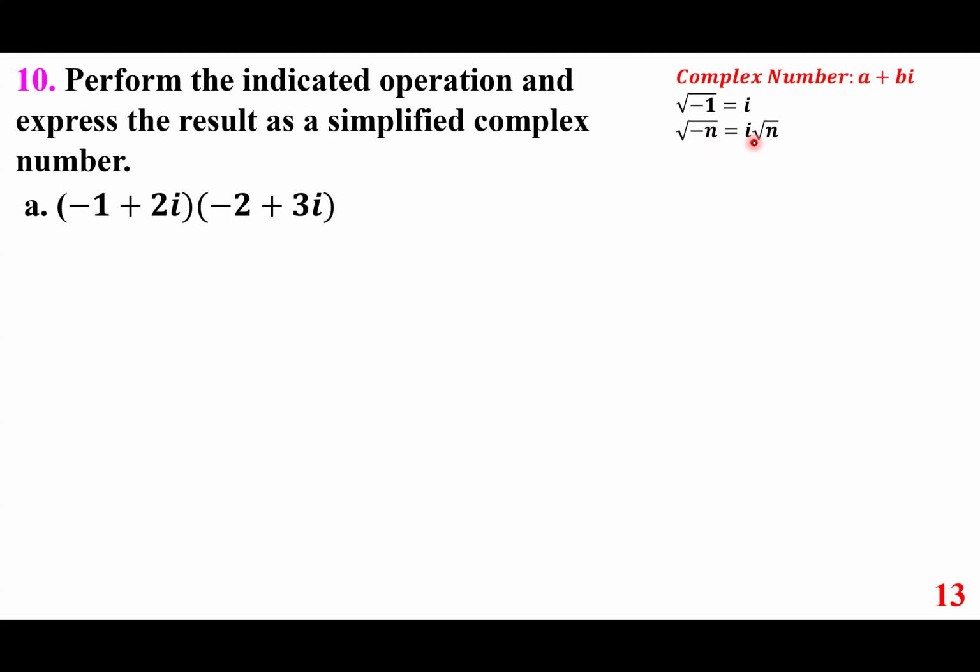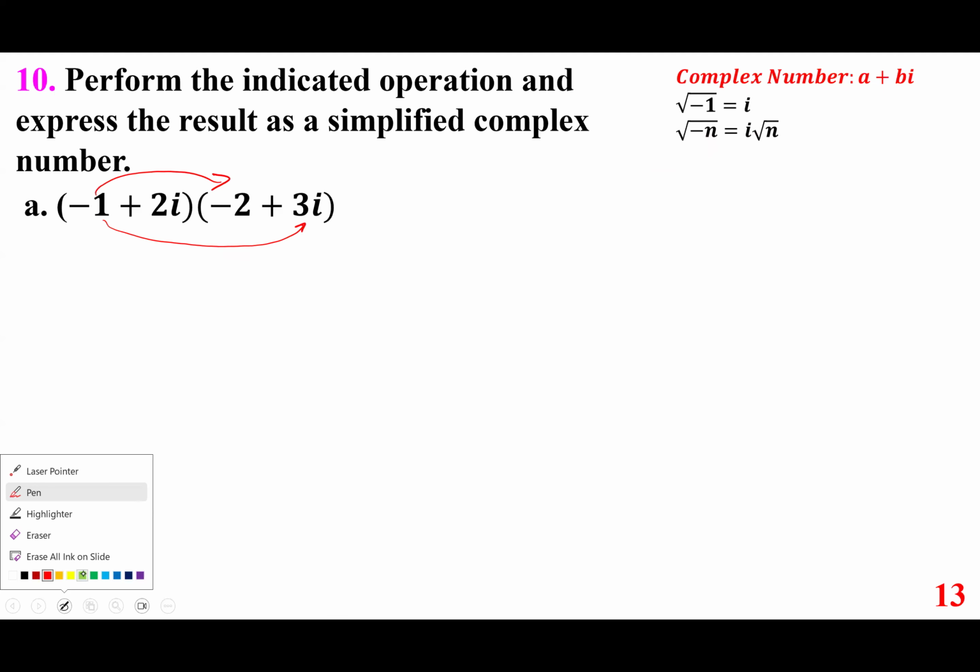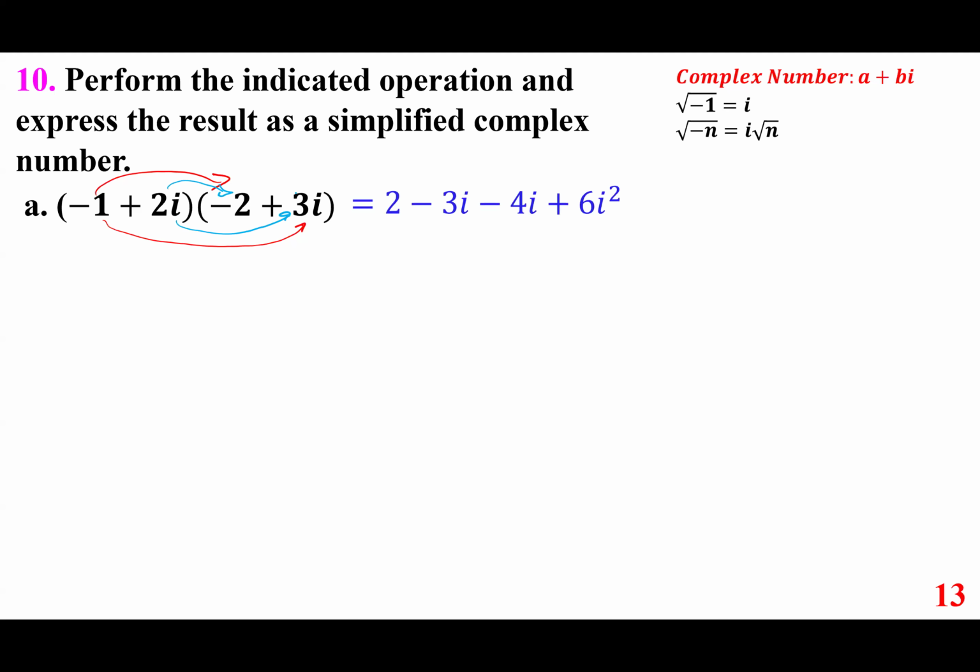So we are going to distribute, and never mind, assume i is x and do the basic distribution that you know. In other words, negative 1 times negative 2 gives you positive 2. Negative 1 times 3i gives you negative 3i. 2i times negative 2 gives you negative 4i. 2i times 3i is 6i squared. This is foiling. Now, what is 6i squared?